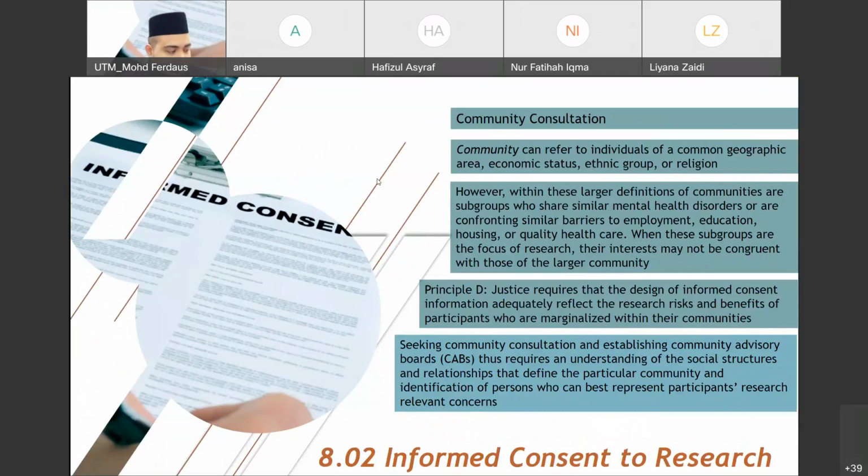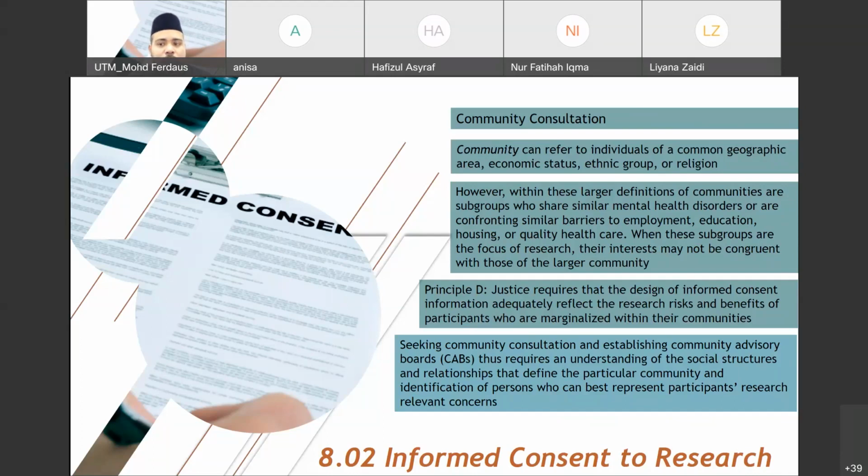Okay, so the next consideration, when we want to assure informed consent in research, is whether our research involves the community. Sometimes people conducting ethnographic research want to see how the lifestyle of a particular community affects personality development, for example. So the unit of analysis involves a community, a group of people, and therefore it involves community consultation.